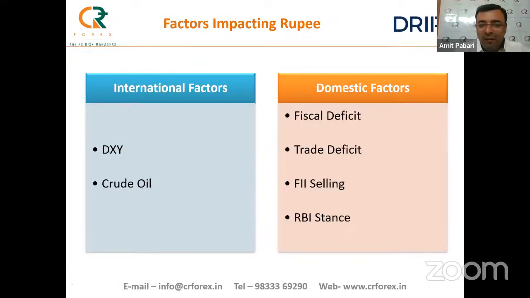Before discussing the view, let us analyze what are the factors which are going to affect the dollar rupee pair. On the domestic side, we have fiscal deficit, trade deficit, FII data, RBI's stance. In the international factors, there are two major factors, DXY and crude oil. DXY, we have discussed that right now, that the dollar index, because of the Russia-Ukraine crisis and Fed tapering, is going to move towards 102 levels. That is sure.